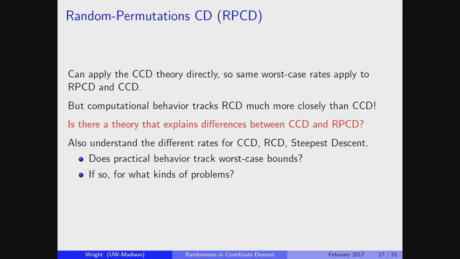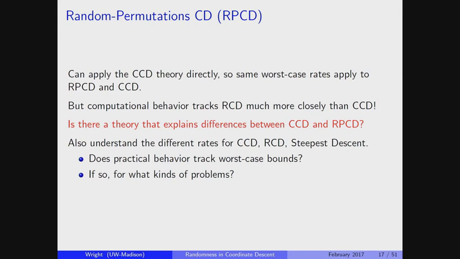So you can bound the behavior of random permutations coordinate descent by the expressions for cyclic coordinate descent. However, it behaves much more like the fully random version in practice. It tracks the random version much better than it does the cyclic version. Yet the analysis is only coming from the cyclic version.